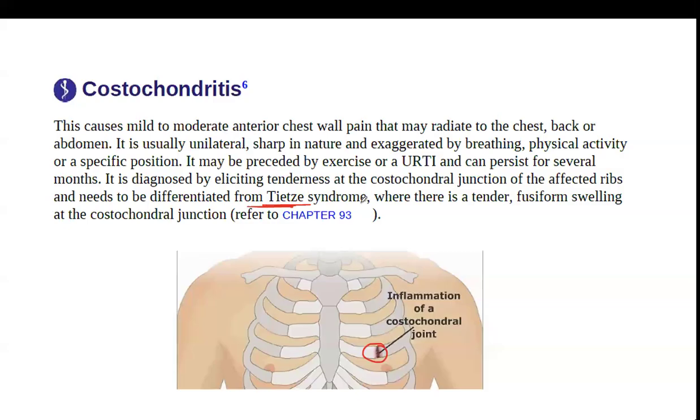So costochondritis causes mild to moderate anterior chest wall pain. The patient will have this sharp pain, and the pain can get worse with breathing, or even just changing position. It can also be preceded by a virus.